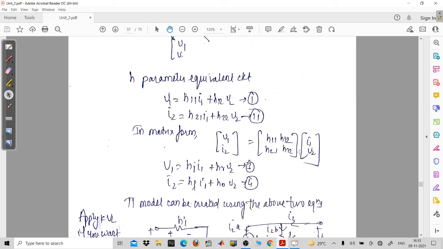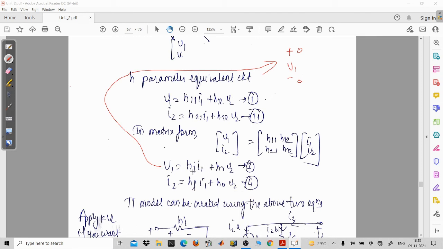Now if I want to draw the equivalent circuit for this, if I want to draw the model for this, then how to draw that model? So just have a look here. Now you can see this one will be V1. So we'll try to understand equation number 3 first. So this will be your voltage, that is plus V1. Now you can see here the current I1.